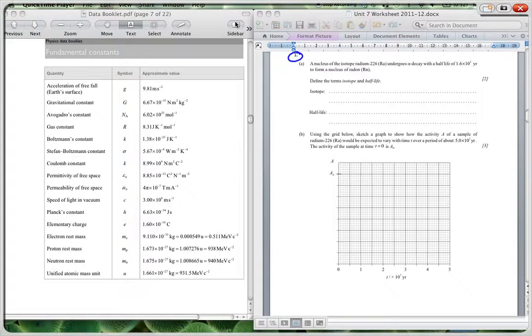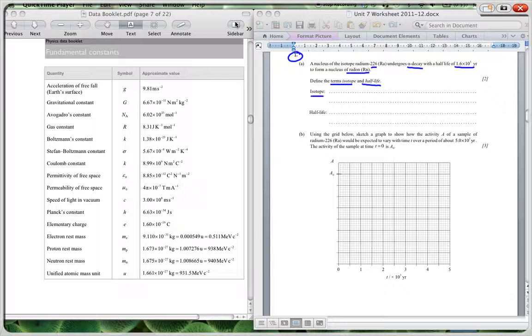Question 1 says a nucleus of the isotope radium-226. Now this 226 is the atomic mass number. It's the number of protons and neutrons of the atom. And it says it undergoes alpha decay with a half-life of 1.6 times 10 to the 3 years to form radon, Rn. Now define the terms isotope and half-life.